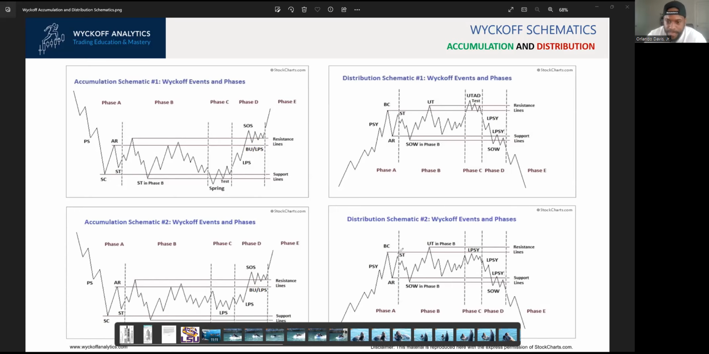So look at this right here. This is how I'm able to identify these schematics. It's not hard to see schematics. At first, I was dreadful, like, man, I cannot understand how to identify these schematics. And you can't call a schematic until all the events or phases are there. So here's the deal. Right here on distribution, bottom right hand corner, everybody able to see the schematic?